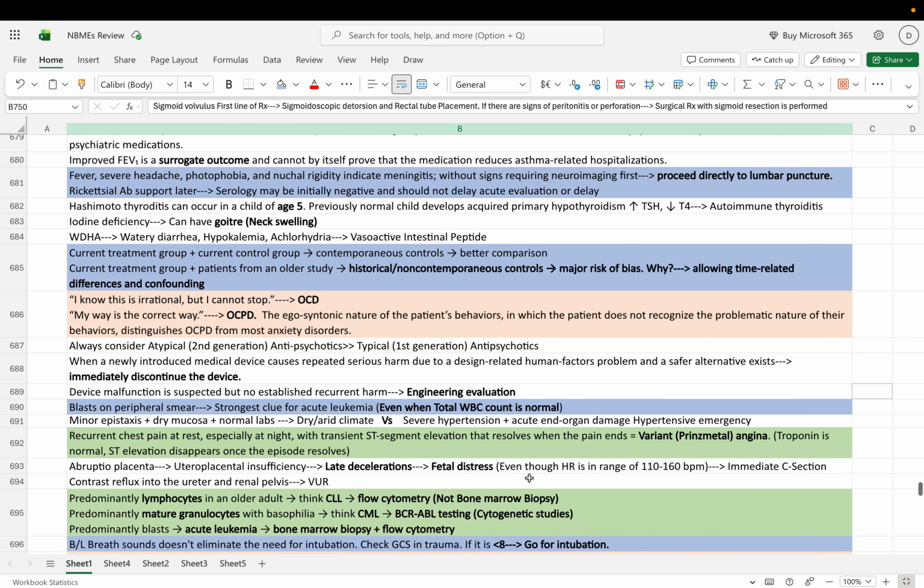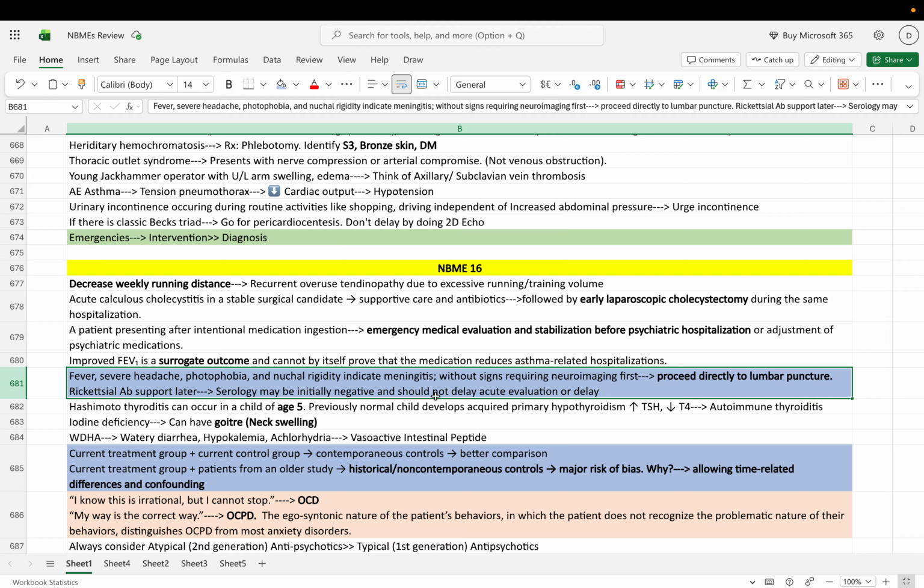Let's go through the blue portion. If the patient has fever, severe headache, photophobia, and nuchal rigidity, this classically indicates meningitis, and neuroimaging is only required when you have even the slightest suspicion of a focal neurological deficit or increased intracranial pressure. Then you have to do a CT scan or MRI before the lumbar puncture. Otherwise, you can proceed directly to the lumbar puncture.